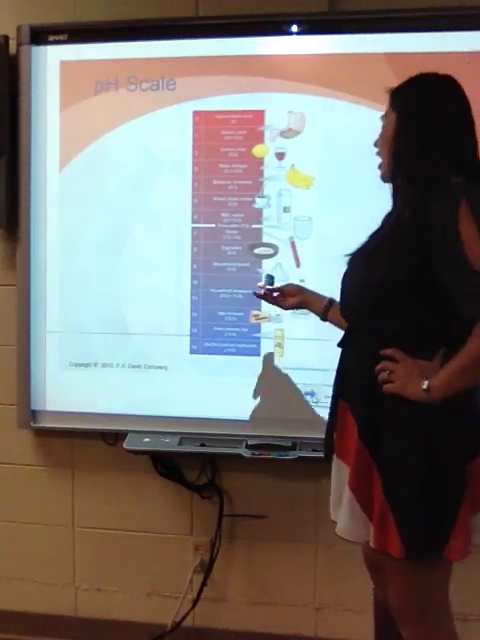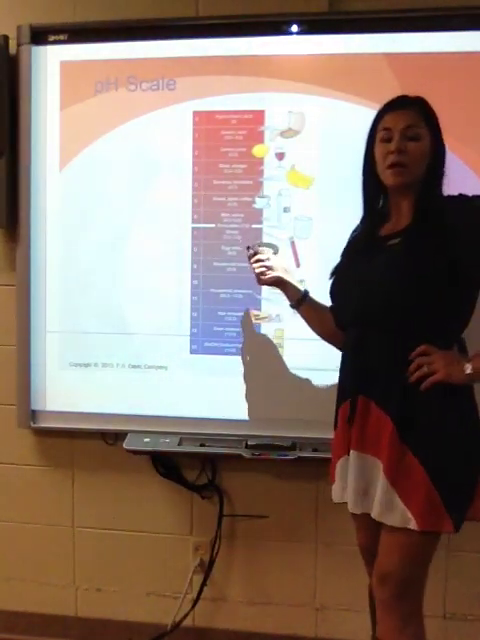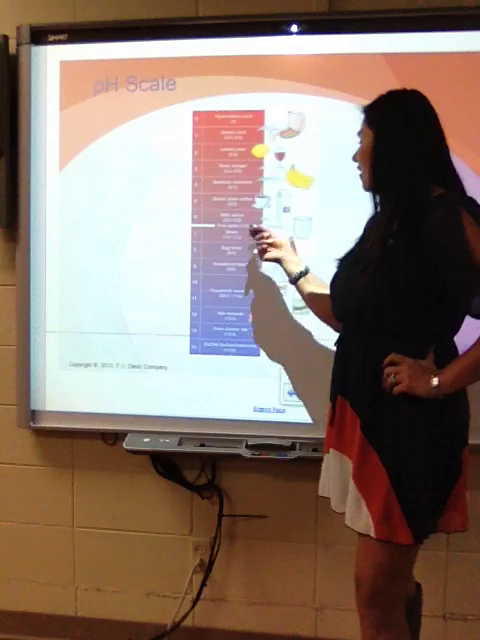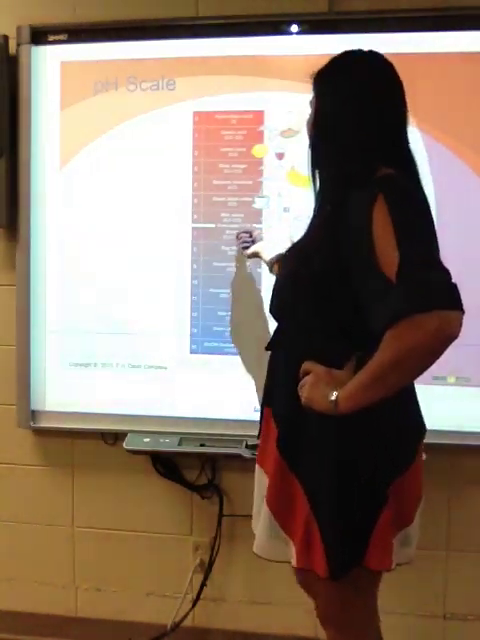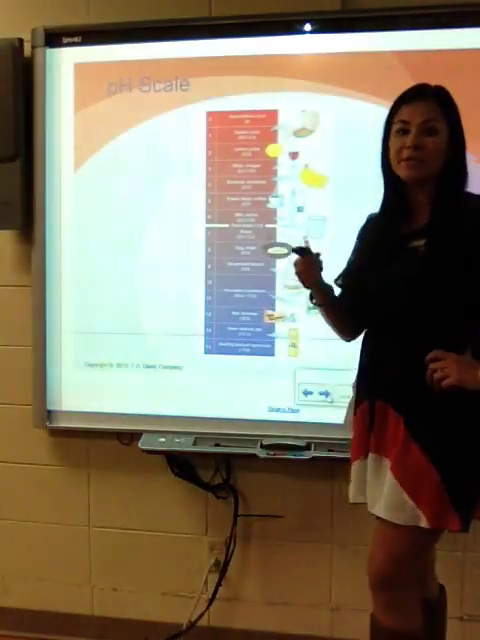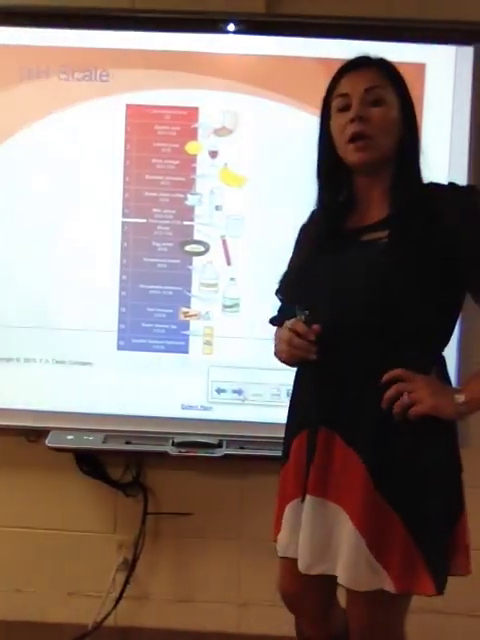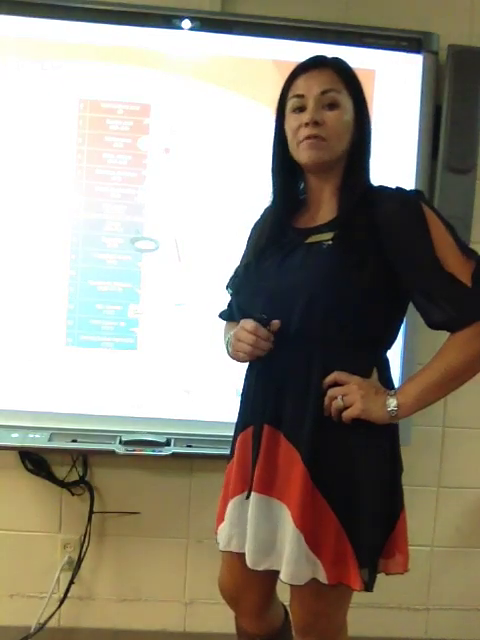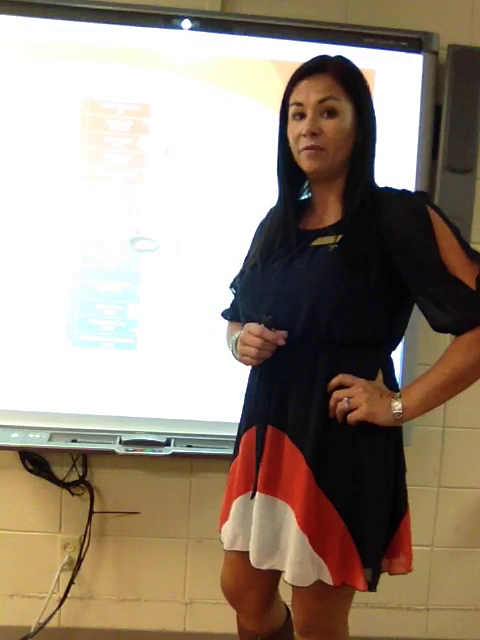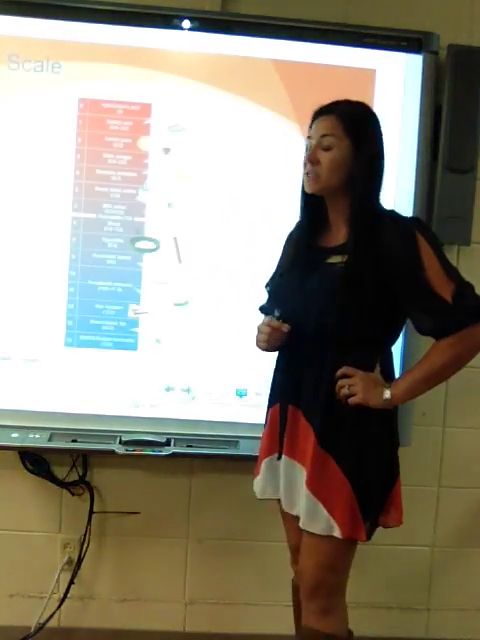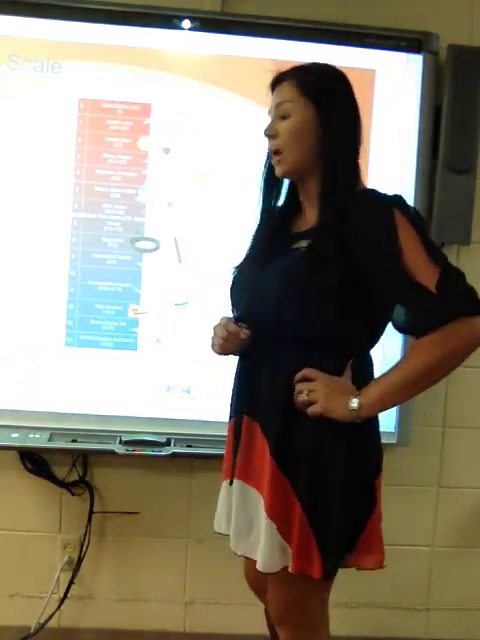You would think that our blood would be nice and neutral at a 7, where pure water is, but it is not. Our blood, we are slightly alkaline, and you need to know these numbers. You need to memorize that blood pH level is 7.35 to 7.45. So 7.35 to 7.45 is our blood.